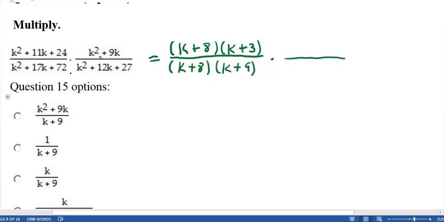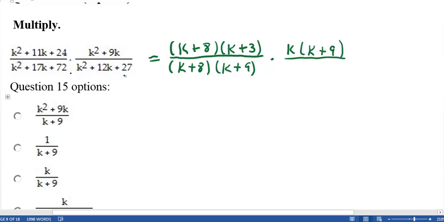Now we come to our next numerator, the k squared plus 9k. Remember, the first step in the factoring is to remove the greatest common factor. Since both of these terms have a factor of k, we factor out the k, which would leave us with k plus 9.